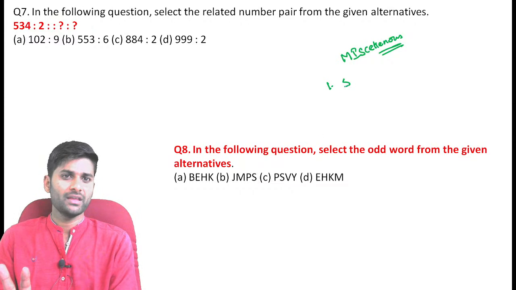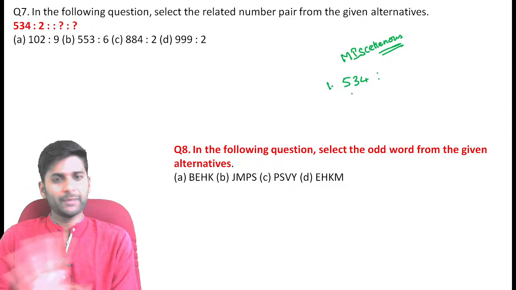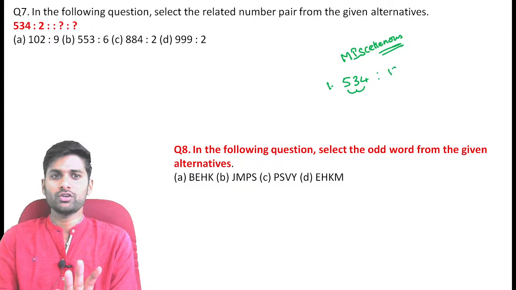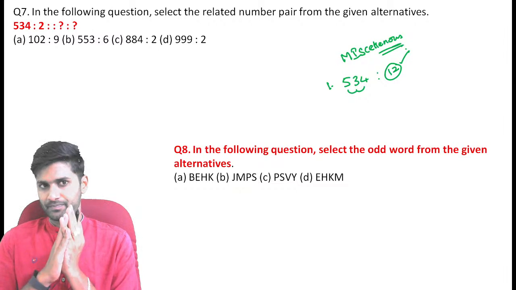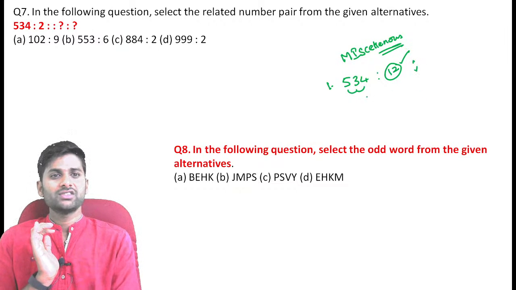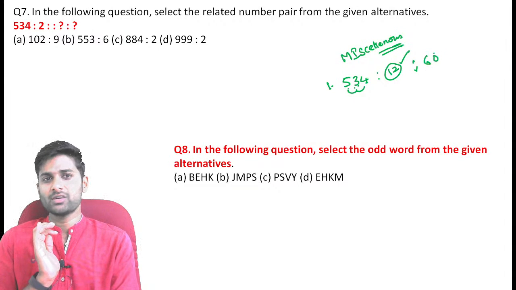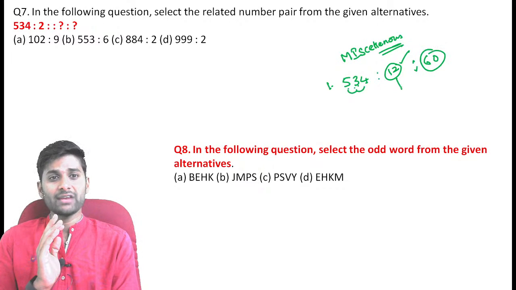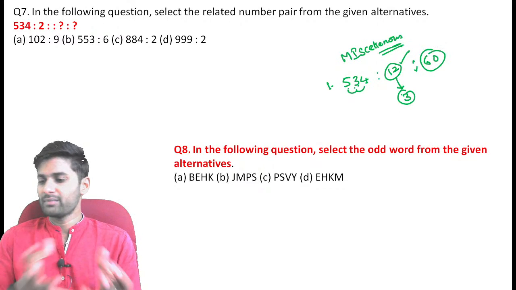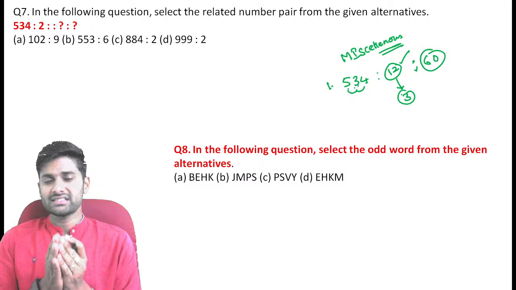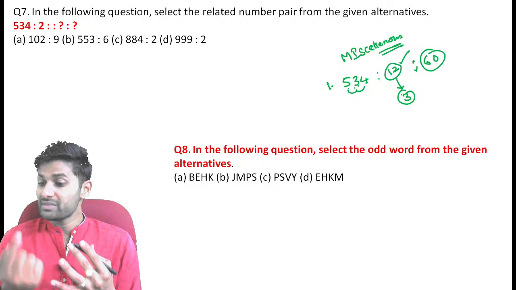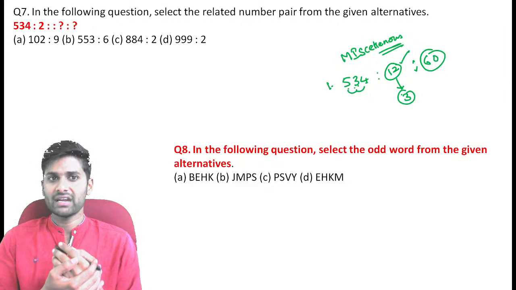Sometimes, for example, 534 can be represented as 5 plus 3 plus 4. 5 plus 3 is 8, 8 plus 4 is equal to 12. Sometimes they can code it as 12. Or sometimes 5 into 3 into 4: 4 threes are 12, 12 fives are 60. Sometimes they code it as 60 also. Or sometimes they can code it as 3. How can we analyze it as 3? The sum of the digits can be reduced to a unitary value. Unitary value means a single digit. That is equal to 3 sometimes.